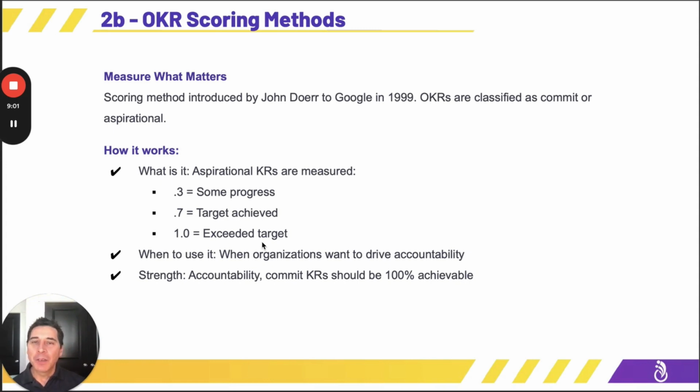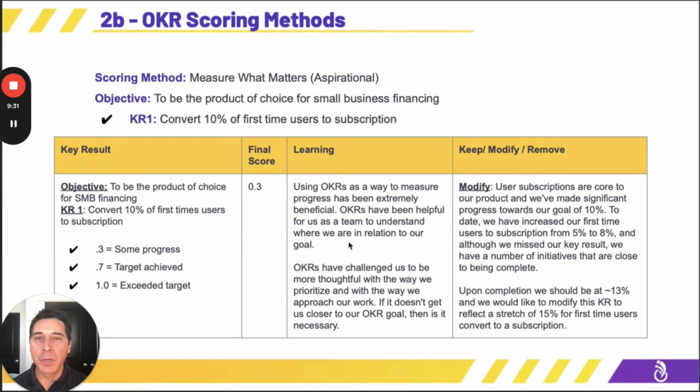When you want to use it, though, is to drive accountability, okay? That's speaking to the committed OKRs, right? These committed OKRs saying that, yeah, we are committed to doing that. We are going to hit it, right? It's 100%. And so the strength in that, though, is that it does drive accountability. So with the committed OKRs, if we aren't hitting them, right? Why aren't we hitting them, right? Let's talk about some accountability. So just definitions there on the Measure What Matters method.